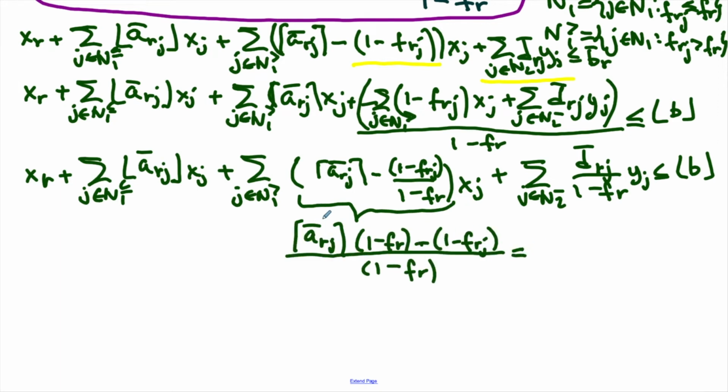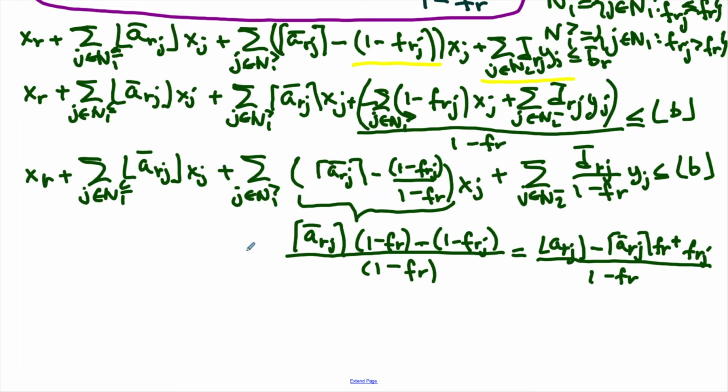The ceiling of arj bar minus 1 gives us the floor of arj bar minus the ceiling of arj bar multiplied by fr, and minus frj, and all of this divided by 1 minus fr. Finally, we will represent the ceiling of arj bar as the sum of the floor of arj bar and 1, and we'll simplify this expression to the following.